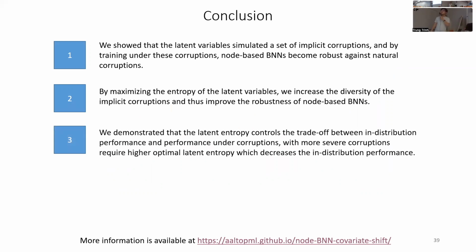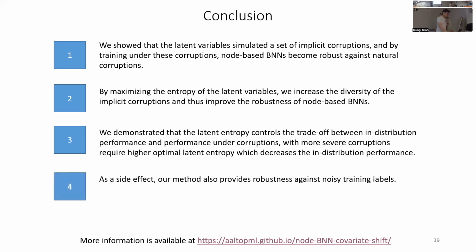We demonstrated that the latent entropy controls the trade-off between in-distribution and out-of-distribution performance, where more severe corruption requires higher optimal latent entropy, which decreases the in-distribution performance. And finally, we also show that our method provides robustness against noisy training labels.